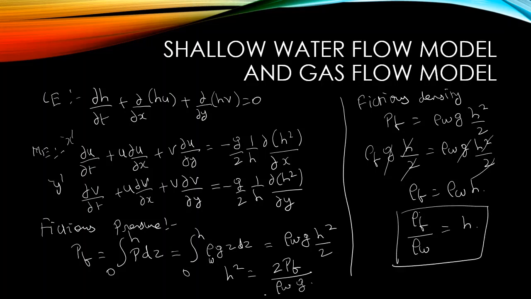Right, now we are going to use this equation and transform the shallow water flow model, substituting this value of h. So instead of h you are going to substitute the value in the continuity and momentum equations, use this h square equation in the momentum equation, and finally solve it and write the answer, right?